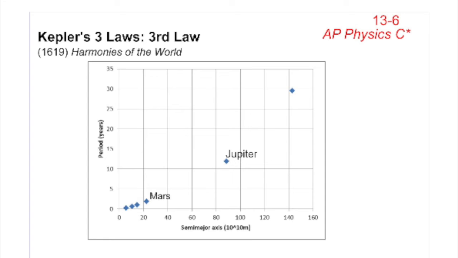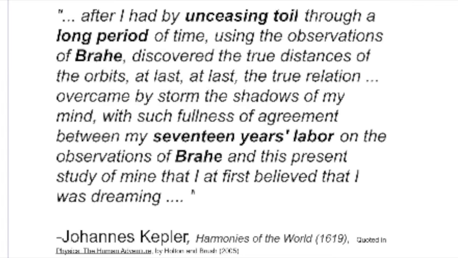And it turned out, I don't know exactly how he came up with this law, but there's a quote in Physics: The Human Adventure that Kepler, after unceasing toil through a long period of time using Brahe's observations, discovered the true distances of the orbit. "At last, the true relation overcame by storm the shadows of my mind with such fullness of agreement between my 17 years' labor on the observations of Brahe and this present study of mine that I at first believed that I was dreaming." So 17 years of looking through observations, finally Kepler came upon his third law.